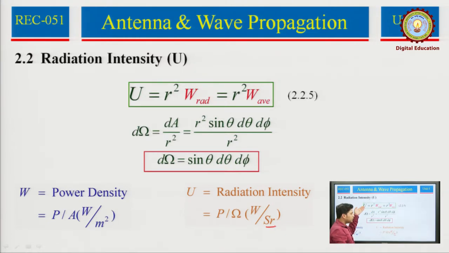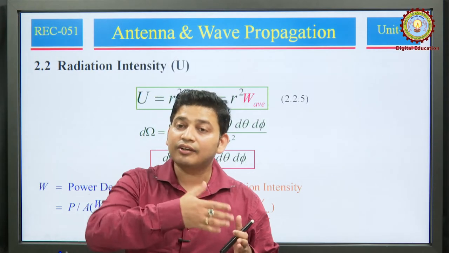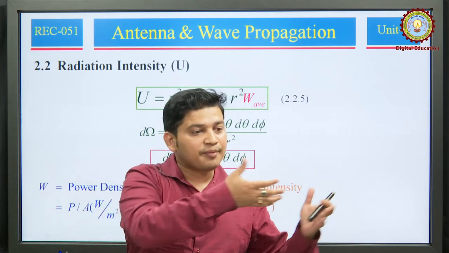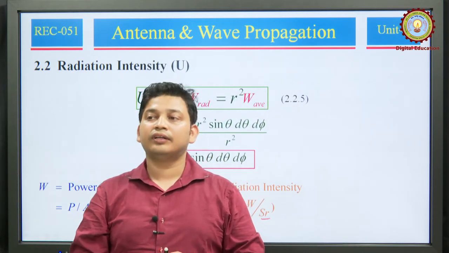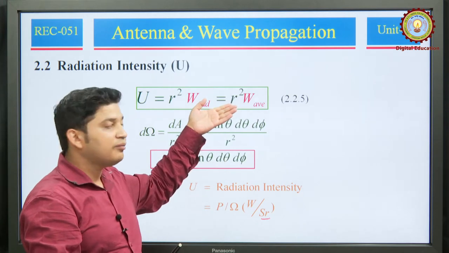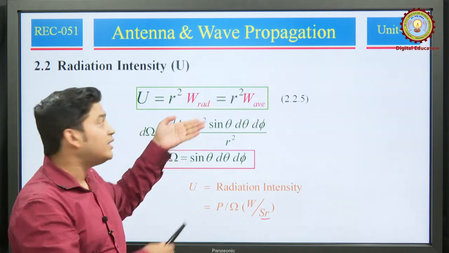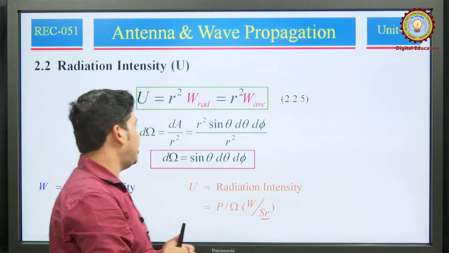where does r square come into the picture? R square is distance, and how is distance associated? It is the field region, because we are discussing the antenna field far away from the transmitter antenna. Far away means separated by a longer distance, and this is termed the far field radiation pattern. The far field radiation pattern is nothing but the square of the distance times the radiation density. Radiation density, as we discussed in the previous slide, is W radiation.